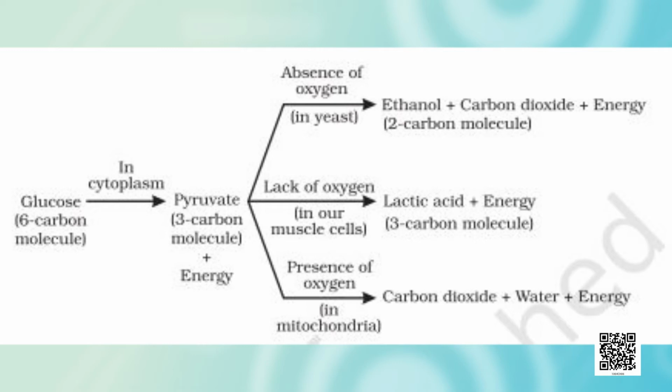In the absence of oxygen in our muscles, especially during physical exercises, the pyruvate is broken down into lactic acid and energy. This lactic acid sometimes gets accumulated in our body and causes muscle cramps. In yeast cells also, pyruvate is broken down in the absence of oxygen and it gets converted into ethanol, carbon dioxide and energy. This is another kind of anaerobic respiration.